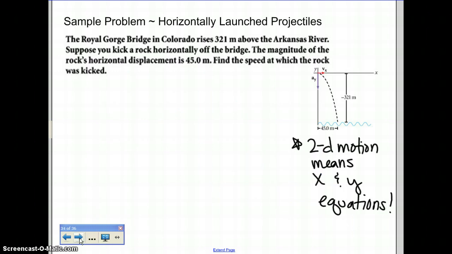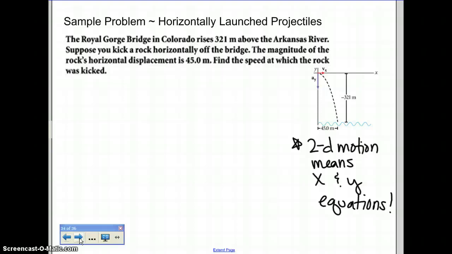2D motion means x and y equations, so that means you want to use an x equation to solve ultimately for a y unknown, or you want to use a y equation to solve for the ultimate x unknown variable. So the Royal Gorge Bridge in Colorado rises 321 meters above the Arkansas River. Suppose you kick a rock horizontally off the bridge. The magnitude of the rock's horizontal displacement is 45.0 meters. Find the speed at which the rock was kicked.